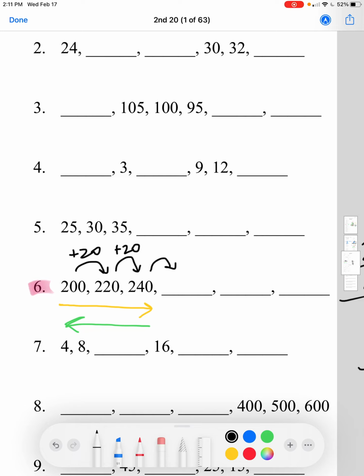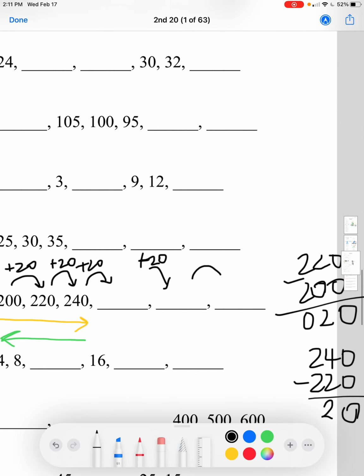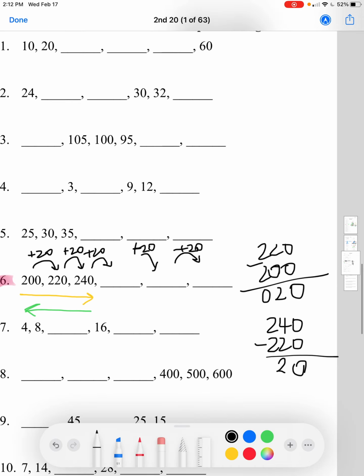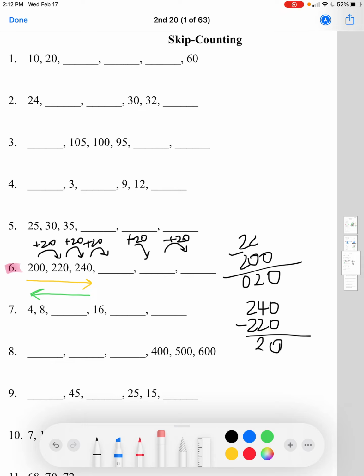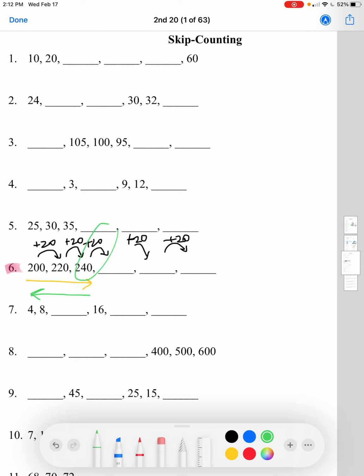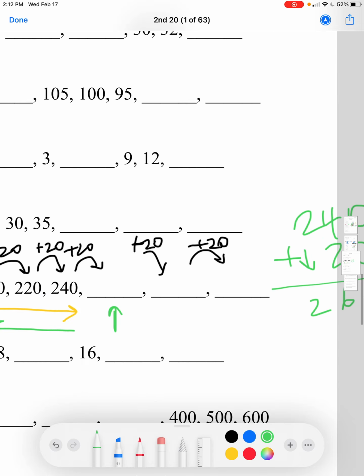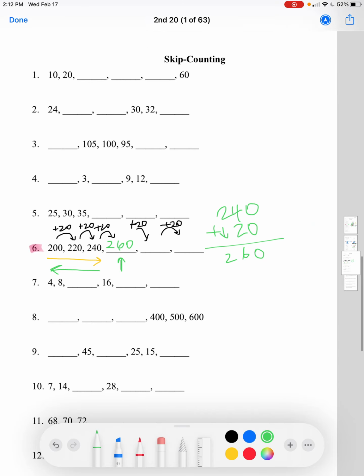I'm going to do the same by adding 20 to each of the following numbers. Sorry, this is a little messy, but let me erase this now. And we'll just add 20 to 240 to find this number. 0 plus 0 equals 0, 4 plus 2 equals 6, bring down the 2. The next number is 260 if we're following the same pattern.